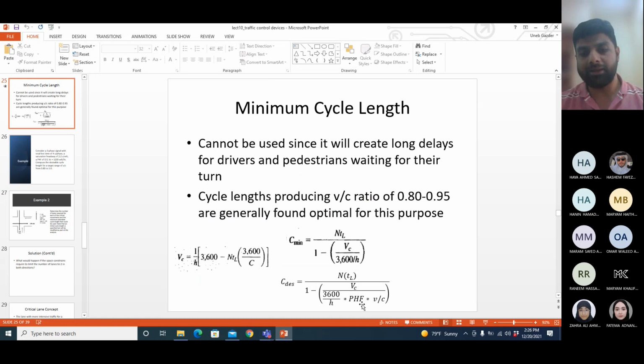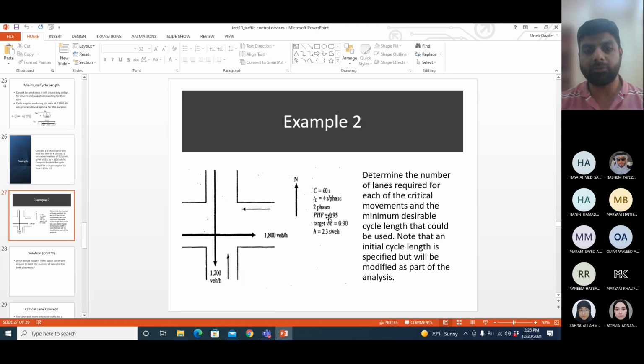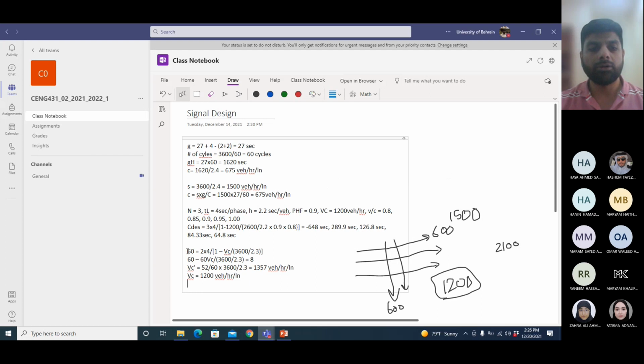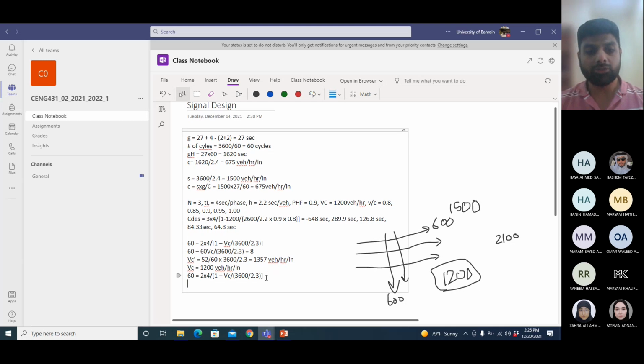You can see I then need to incorporate the peak hour factor and V by C ratio. These factors are given here: peak hour factor 0.95, V by C ratio 0.9. So the equation is quite similar, with the addition of these 2 factors. I'm trying to find C desirable. VC is now the one which you have with the final design. Then multiply by peak hour factor, multiply by V by C ratio. This gives me the value for C desirable.